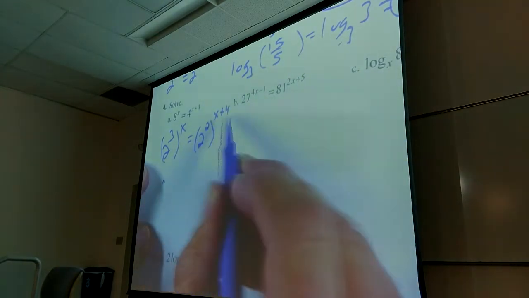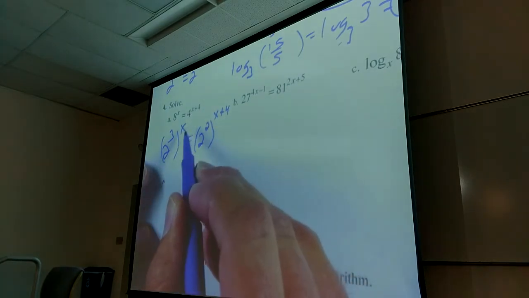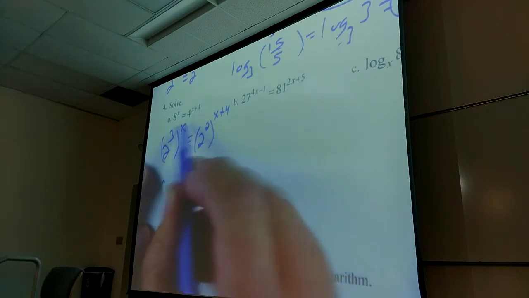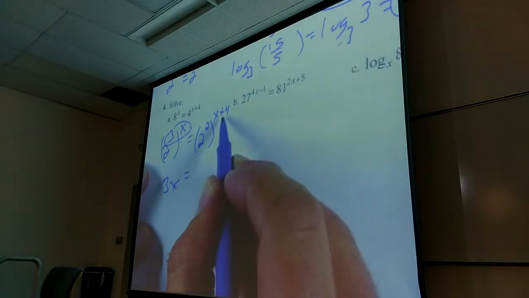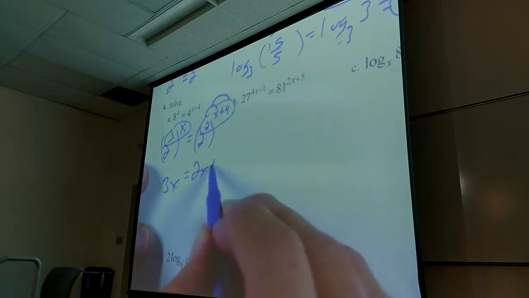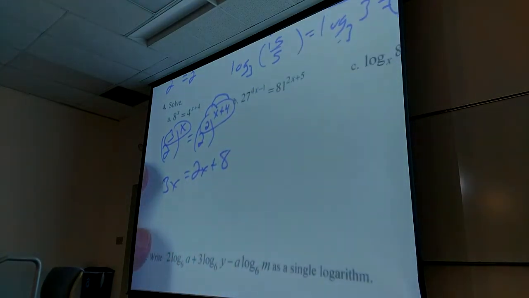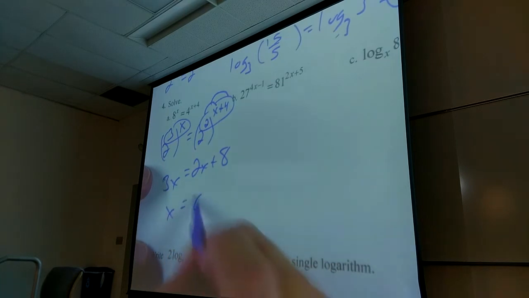And here's another place where people make a mistake. What do I do with the powers when I raise something with a power to a power? Multiply. So this will be 3x has to equal this power, 2x plus 8. You've got to distribute that too, of course. You multiply 2 times the whole x plus 4. And then if you solve it, you get x is 8.